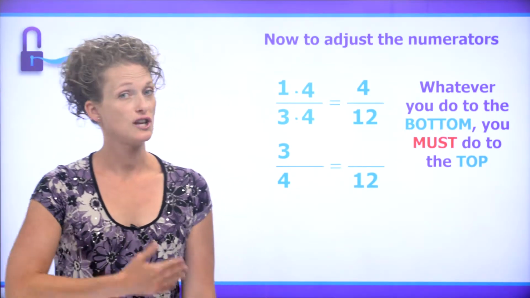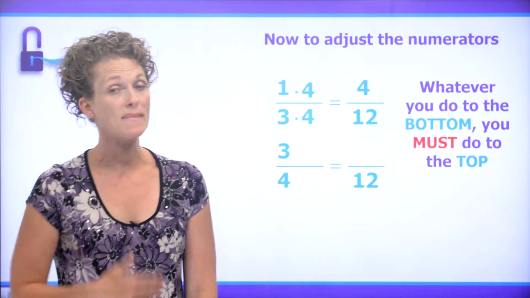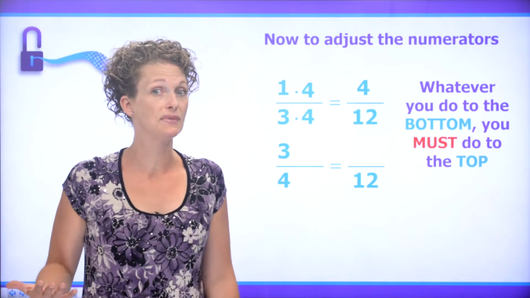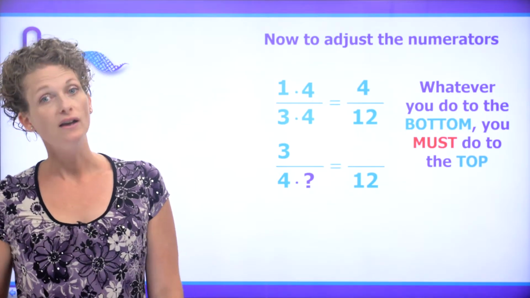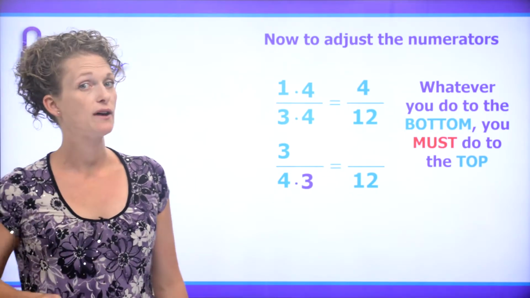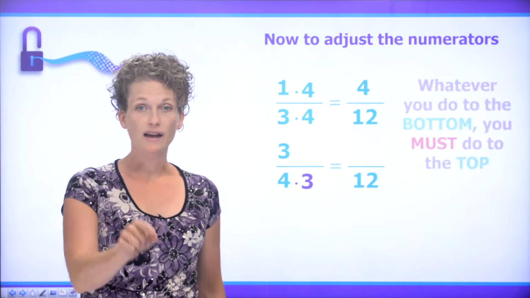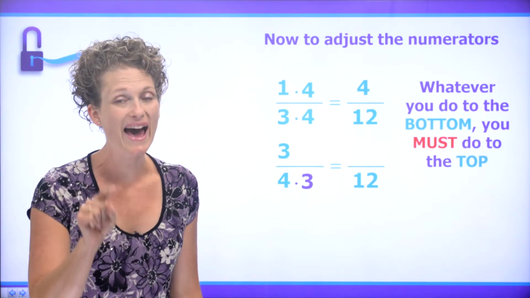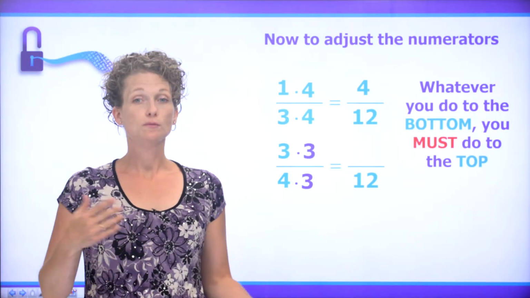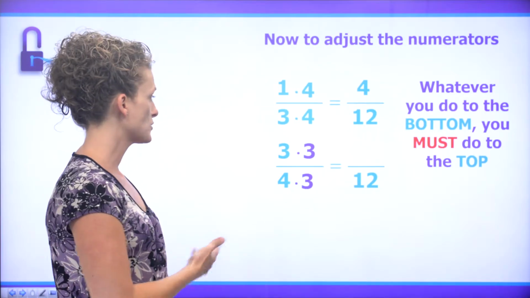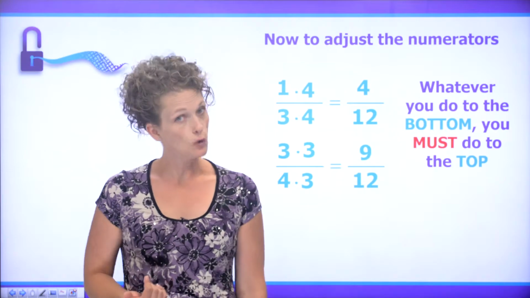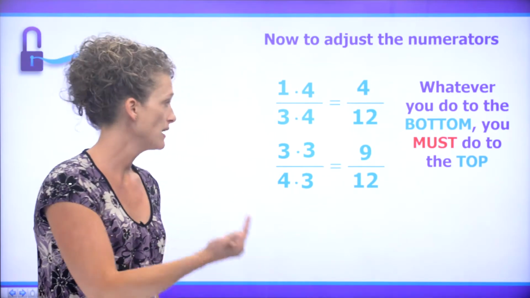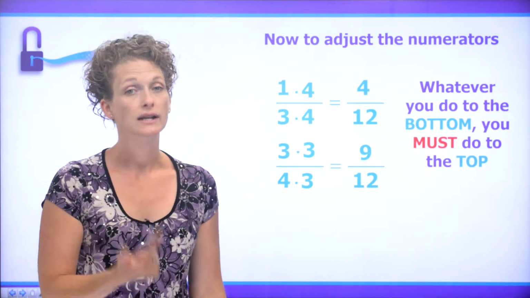So 1/3 becomes 4/12. Well, how about 3/4? We changed the 4 into 12, so we must have multiplied 4 by something to get 12. So the question is, what did we multiply 4 by? Well, we multiplied it by 3. We know that from our times tables. And again, whatever we do to the bottom, we have to do to the top. So we have to multiply the top by 3. Multiply 3 times 3, and we get 9/12. So we started with 3/4, and then it became, or is equivalent to, 9/12.